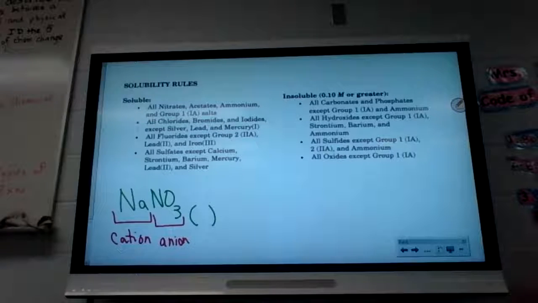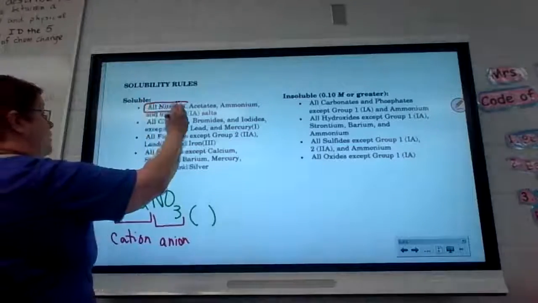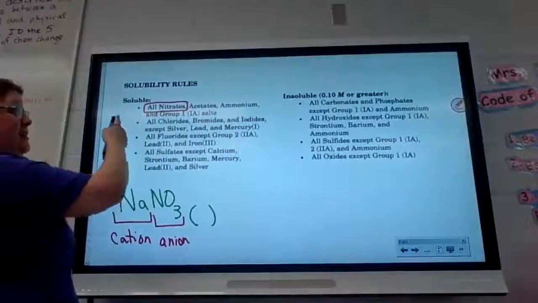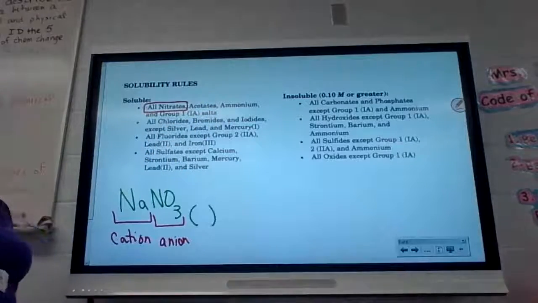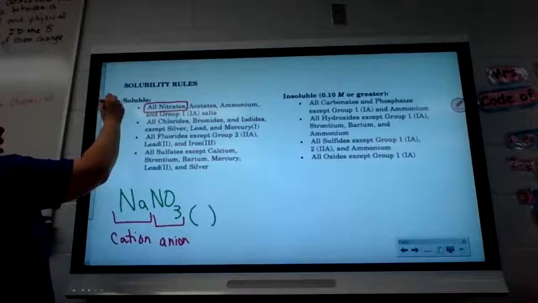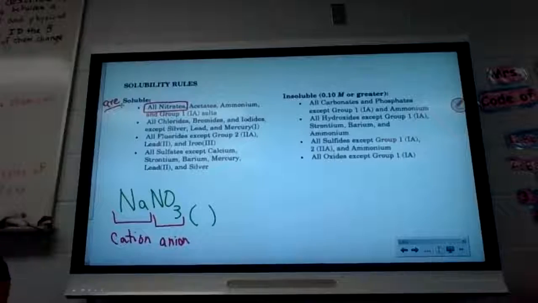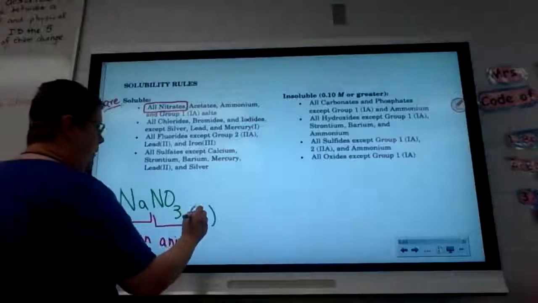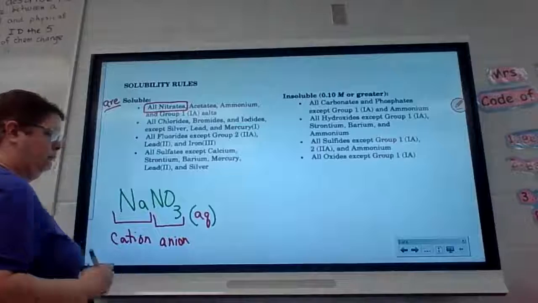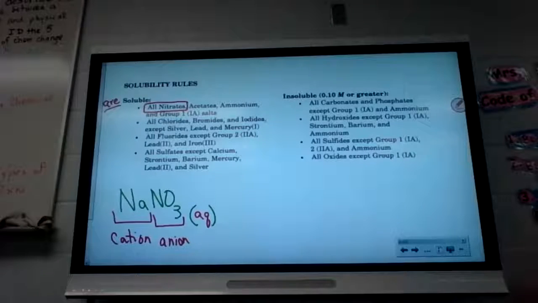Nitrate. So now check your rules. Find the rule that has nitrates listed. All nitrates. Now, this one does not have an exception. It does not say except anybody up here. It says all nitrates are soluble. So right here we write what? AQ. It's that simple.